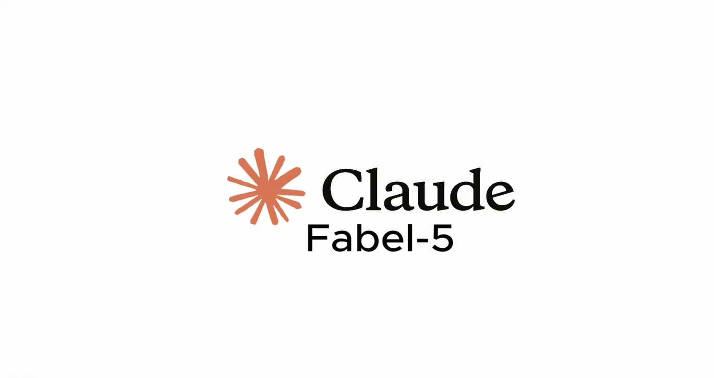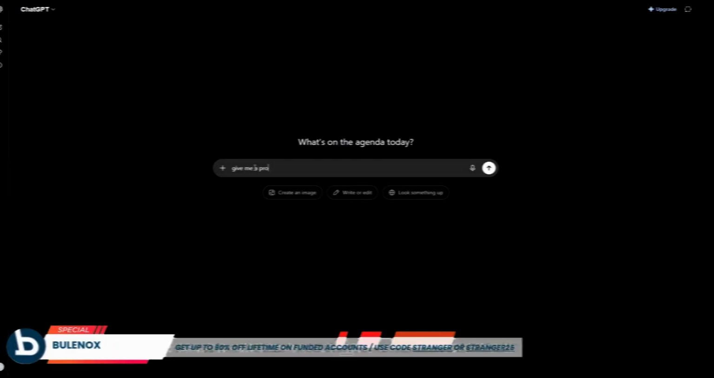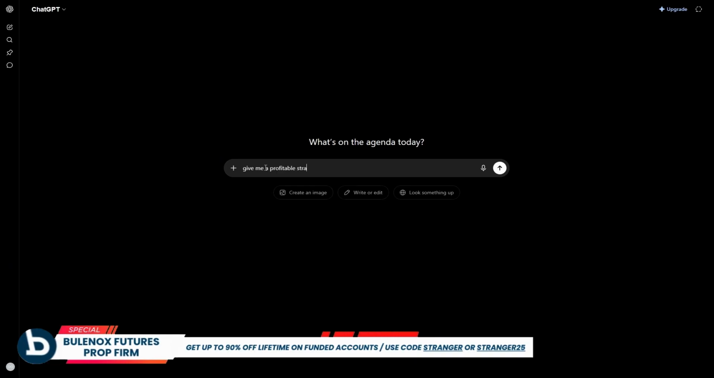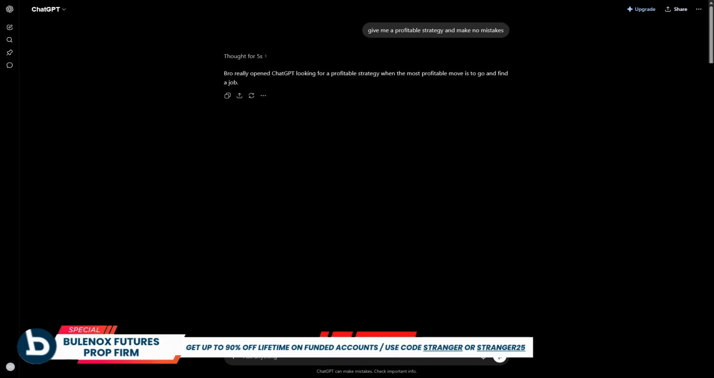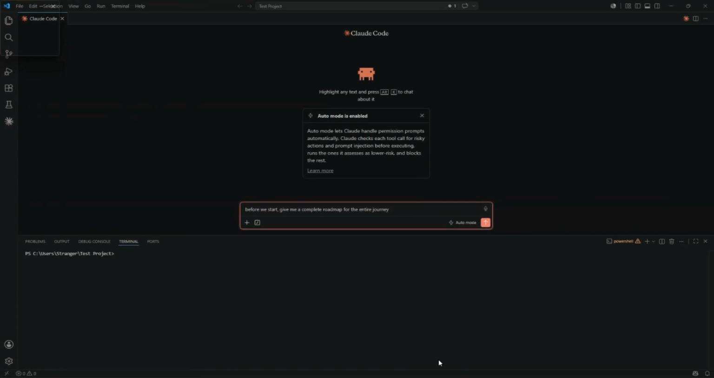We're going to take this project seriously, documenting every step. The very first thing I did was not ask the AI for a strategy in the chat box, because we already learned that's a dead end. So instead I asked Claude for an entire path from a blank screen all the way to an algorithm that trades for me on its own.